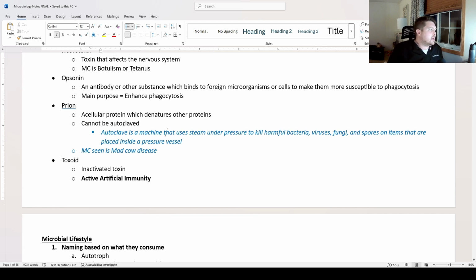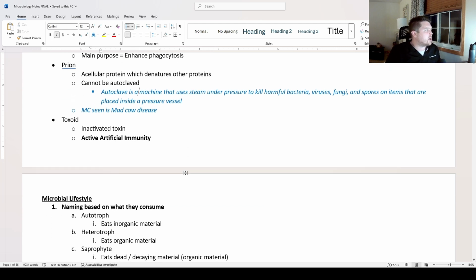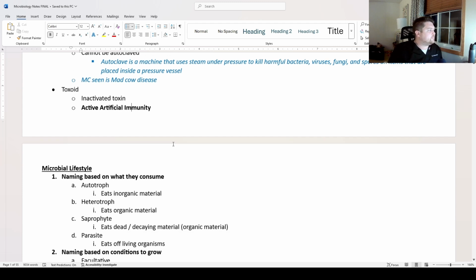So, autoclave. A toxoid. Toxoid is an inactivated toxin, and this is from active artificial immunity. This is what it stimulates. If you're exposed to a toxoid, your body is going to naturally produce an antibody, but it was typically artificially introduced to the toxoid. And we'll talk more about the immune systems in a little bit.